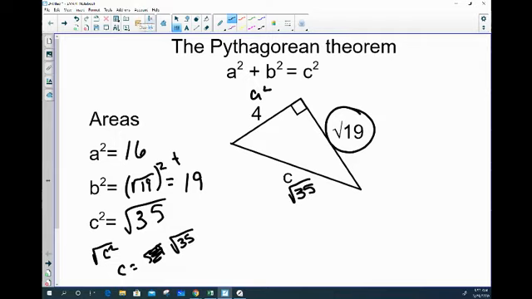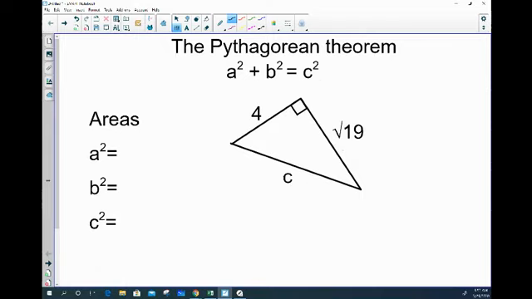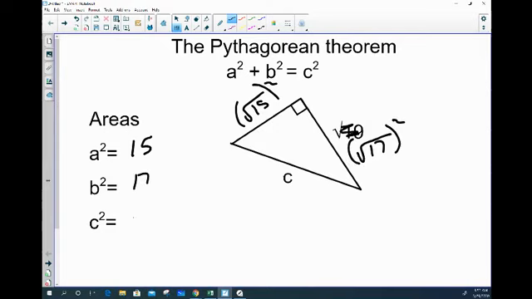Continuing on that same thought, let's try something a little different. Let's say, for example, that this is the square root of 15, and this is the square root of 17, then I would have the square root of 15 squared is just going to be 15. The square root of 17 squared is going to be 17. So c squared is going to be 15 plus 17, which is 32.